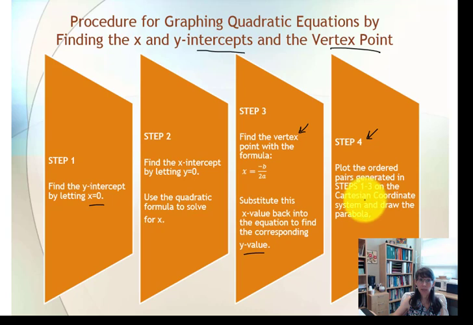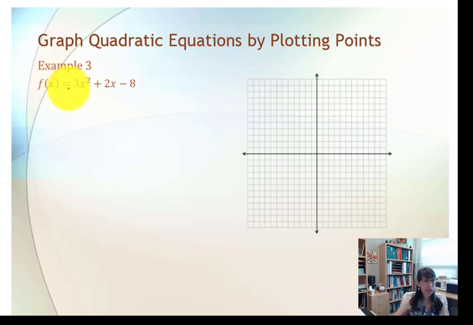That is the x-intercepts, the y-intercept, and the vertex point. And we should be able to draw the parabola based on those important points. So in this example, f of x equals 3x squared plus 2x minus 8. The first thing we're going to calculate is the y-intercept. That means we're letting x equal 0.